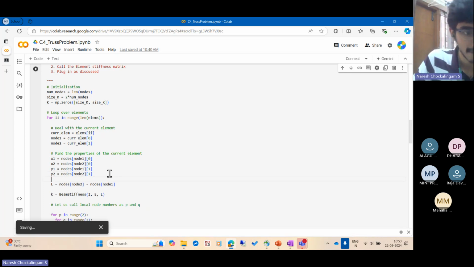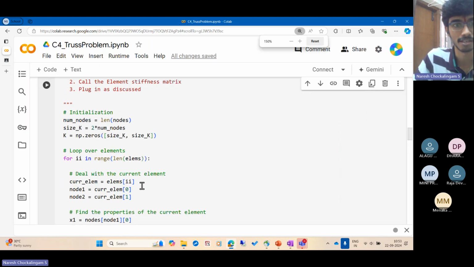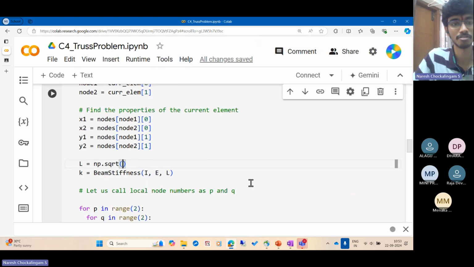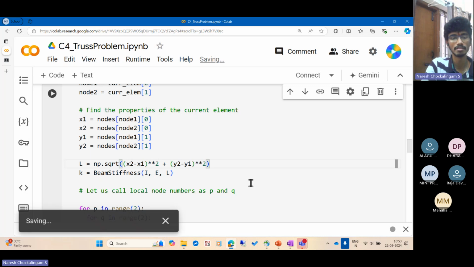Now we can find the length. As I said, for square root, use np.sqrt. I should zoom in so that you can see clearly. np.sqrt, then what comes inside? x2 minus x1 the whole squared plus y2 minus y1 squared. This will give the length.